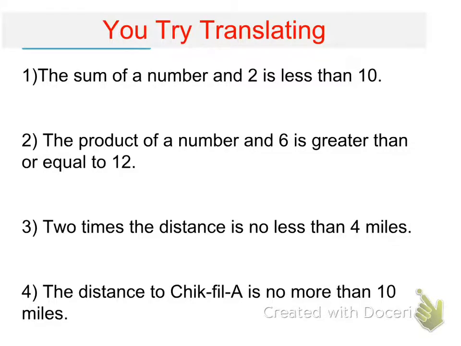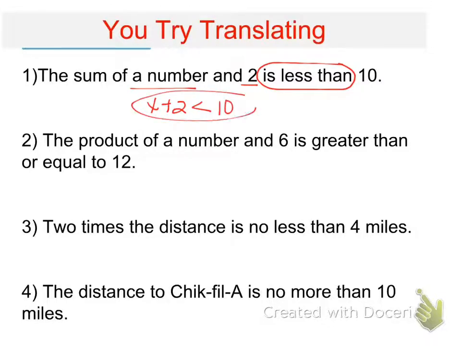So let's look at the first one. It says the sum of a number and 2. What does that look like? X plus 2, right? The sum of a number and 2. X plus 2. Now here is the part where we have to put in a symbol. Ready? Is less than. Is less than is this one, right? All right, so write it. Is less than. And the number that goes at the end is 10. So x plus 2 is less than 10. Okay?